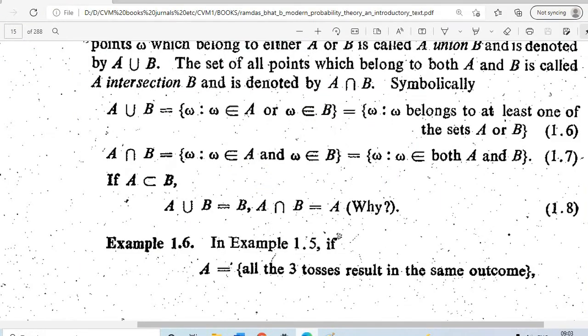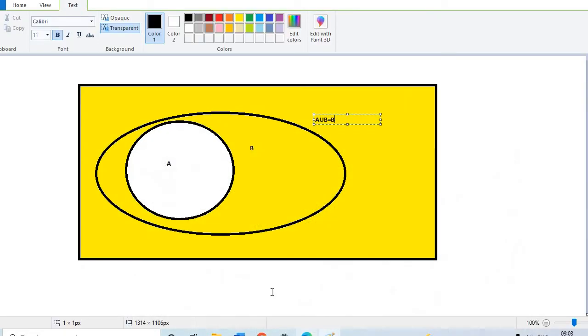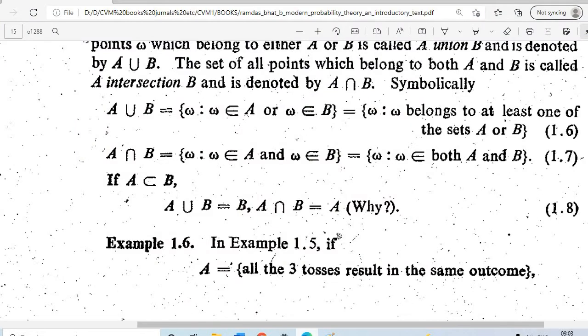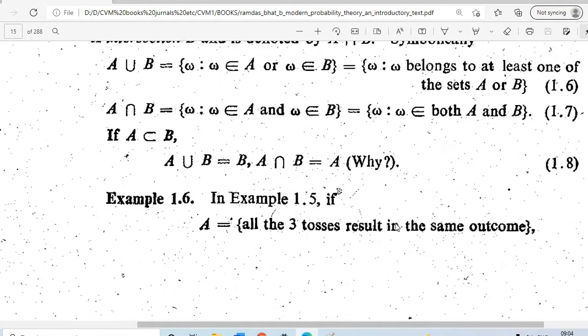And A intersection B, what is A intersection B? That is the common element to both A and B. That is A itself. The region common to A and B. So that's the reason A intersection B is equal to A, when A is a subset of B. Okay. So I think you got the idea of intersection and union.